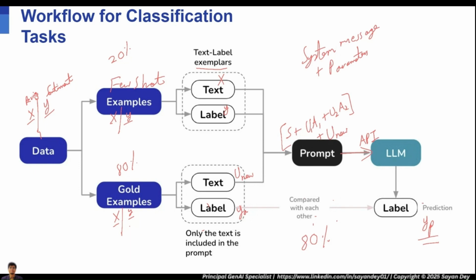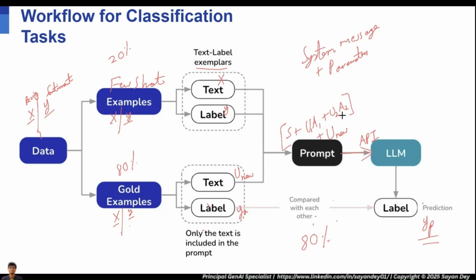You change the prompt parameters. Let's say you increase the temperature value a little to make the outputs a bit more variable. Let's say you change some other parameters in the settings. And also you try to incorporate more few shot examples.